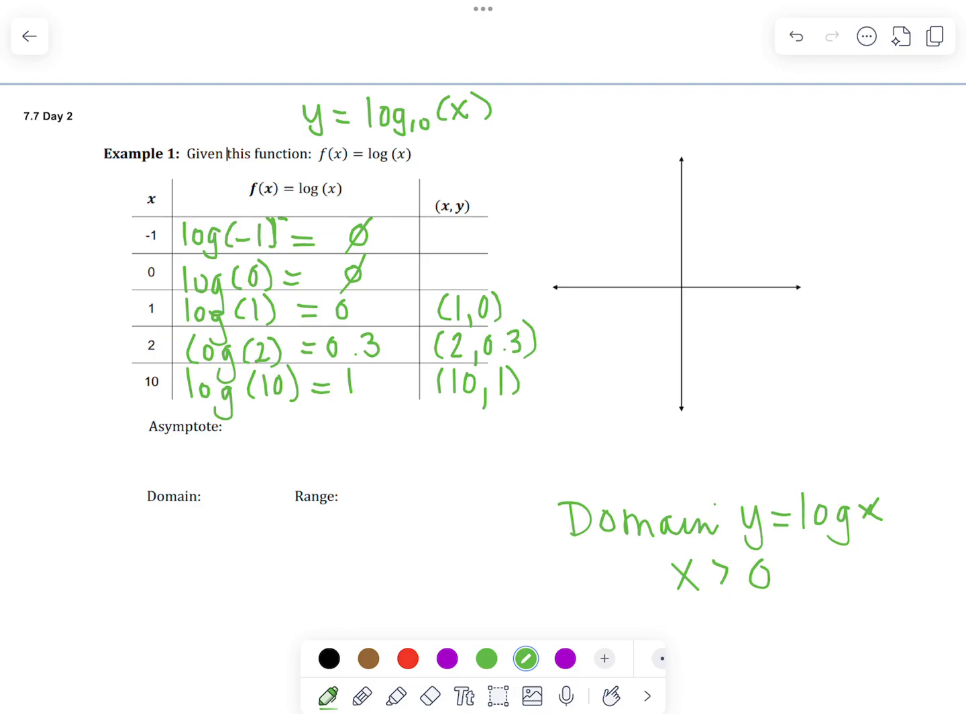So what does this graph look like? The first ordered pair is over 1, up 0, over 2, up 0.3, over 10, up 1. Looks something like that.